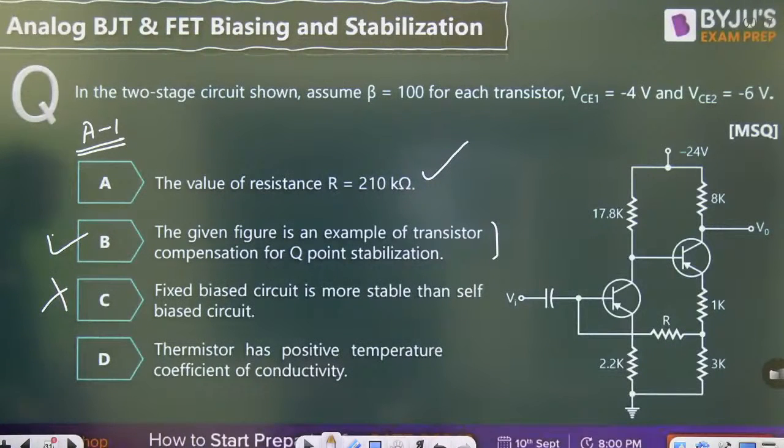Thermistor has the positive temperature coefficient of the conductivity. Right or wrong, everyone tell me. Thermistor has positive temperature coefficient of conductivity. Right or wrong? Right.